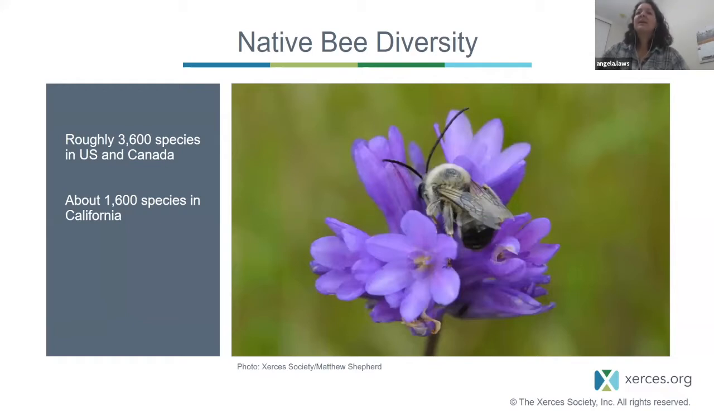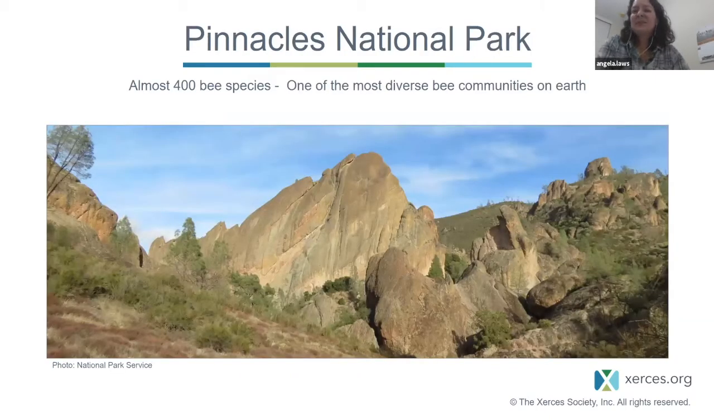So roughly 3,600 different species of bees in the US and Canada, and here in California, 1,600 species of native bees. So huge diversity. It's fun to know that scientists have documented almost 400 bee species in Pinnacles National Park, making it one of the most diverse bee communities on the planet, which I think is pretty cool, and it's just a few hours from here.